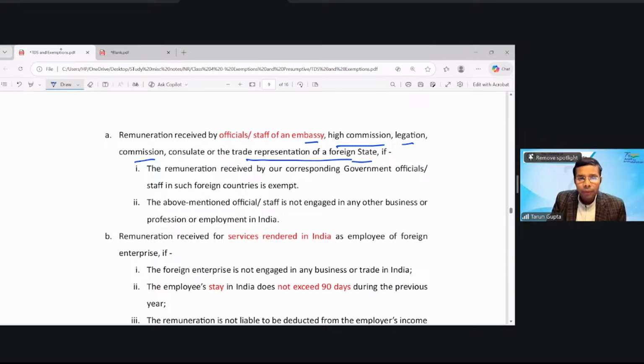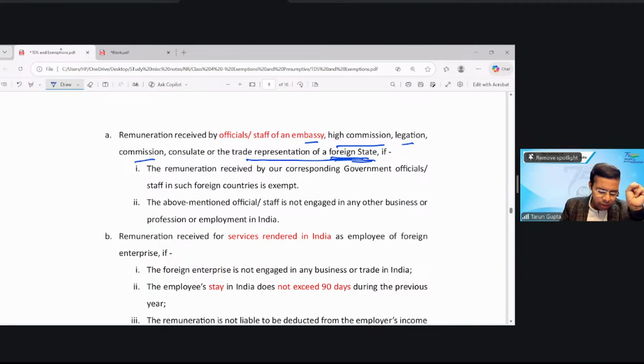Actually, in international law, we call a country a state. So India is recognized as a state. So we generally use the words foreign state, meaning a foreign country. In case of embassies and all, generally they are tax neutral, no taxes are levied in case of embassies and all. Even the GST, income tax, in both the cases, the exemptions are there.